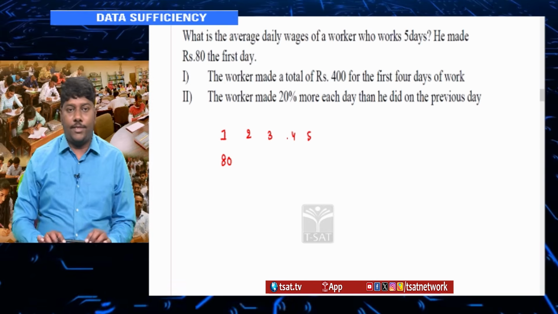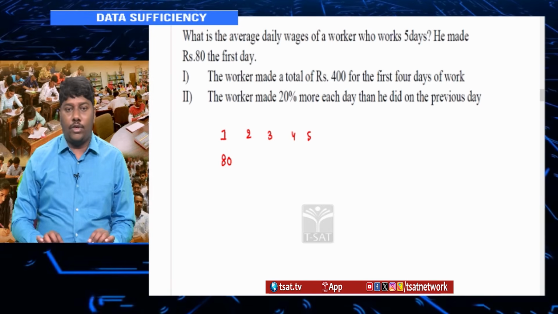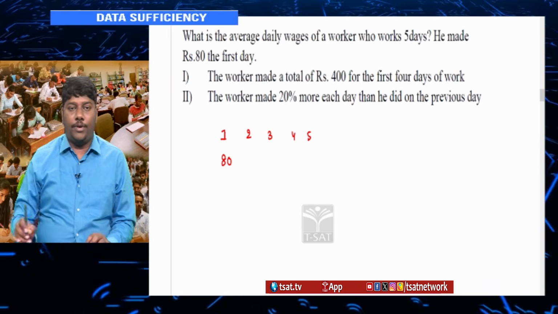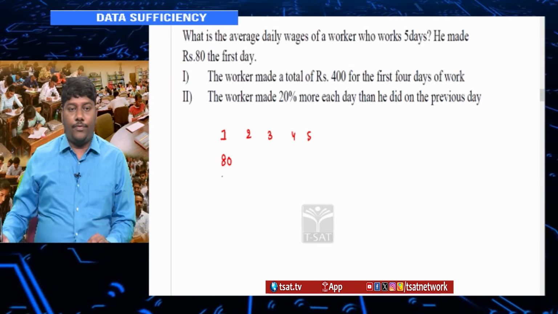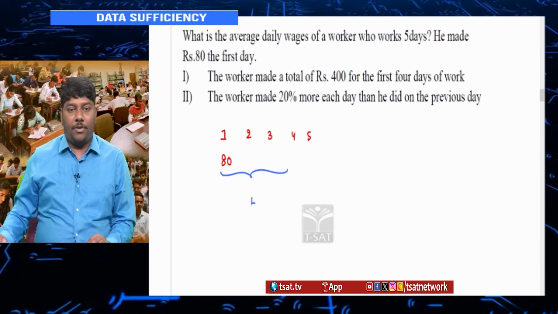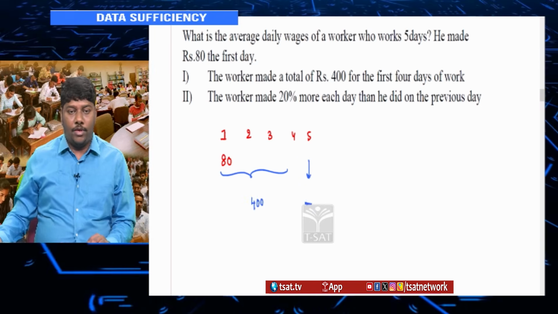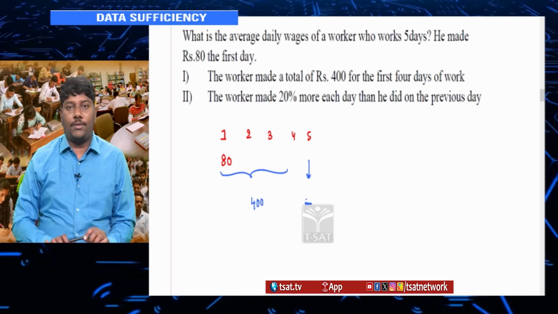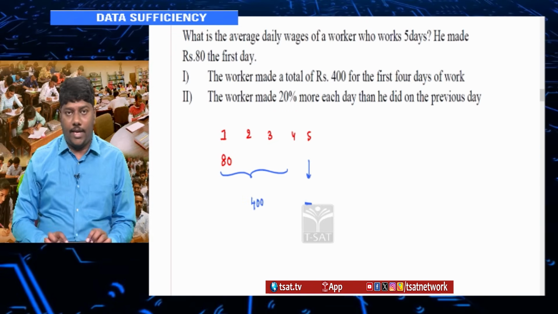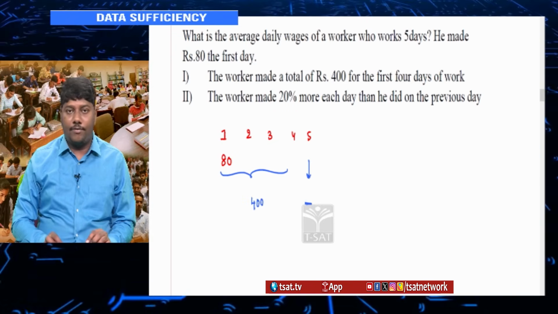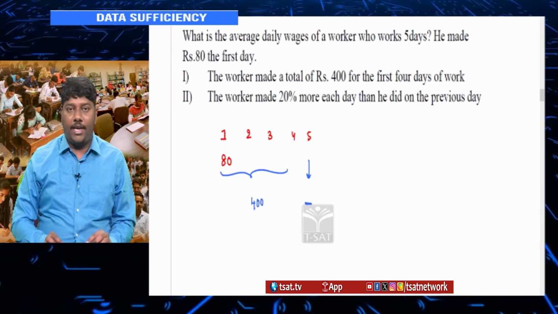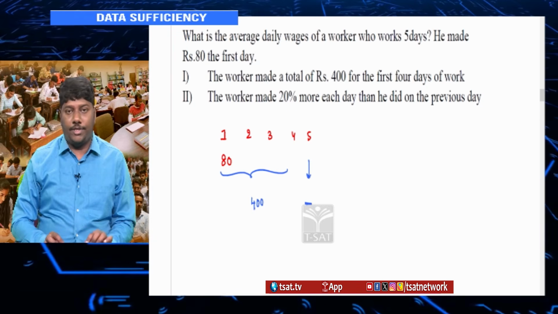Now, what does statement 1 say? Worker made a total of 400 for the first 4 days of work. First 4 days of work he made 400. Therefore, fifth day we don't know, but in order to find out the total sum you should also know the fifth day. So, is it possible to find out the average without knowing the fifth day? We can't. So, 1 is not sufficient.